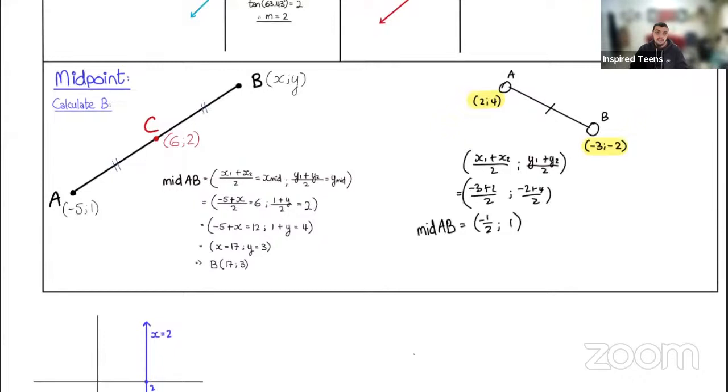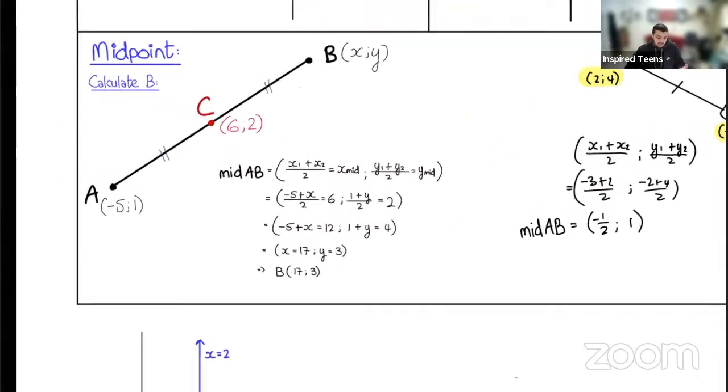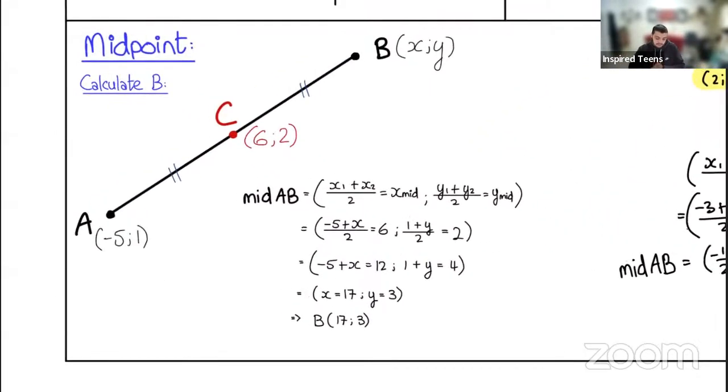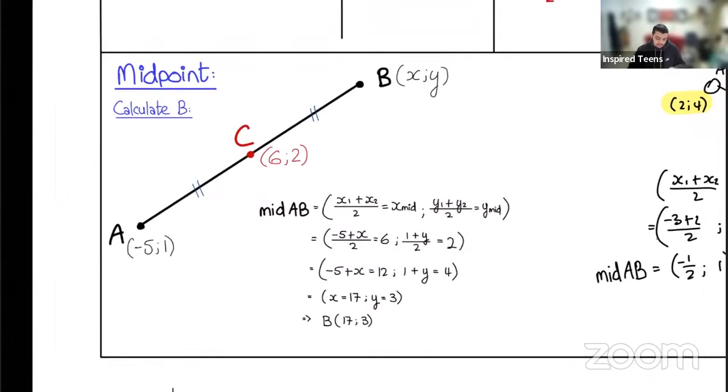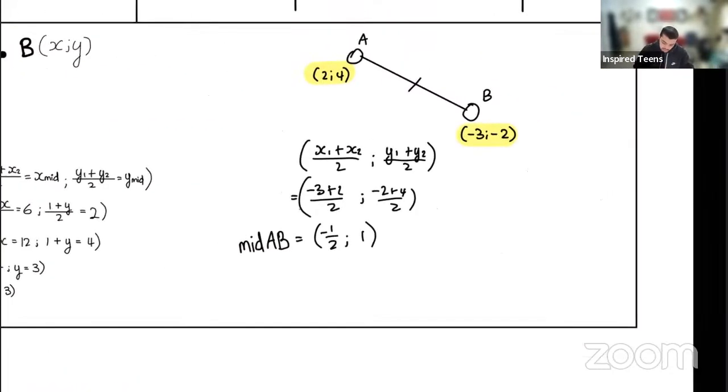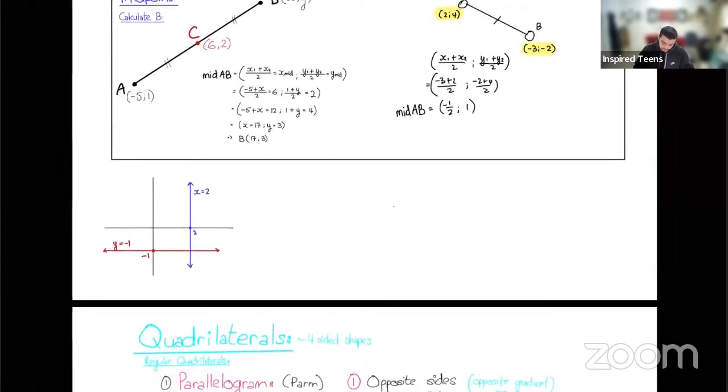They'll normally give you a triangle, ABC. Then they'll put in an imaginary fourth coordinate and say, if ABCD is a parallelogram, calculate the coordinates of D. And you're like, what in the world do I do? That's where we'll come back to this concept here. It's one of the ways to solve for that. So yeah, that's the midpoint concept.